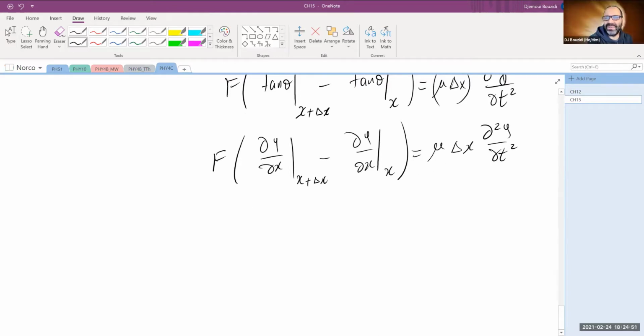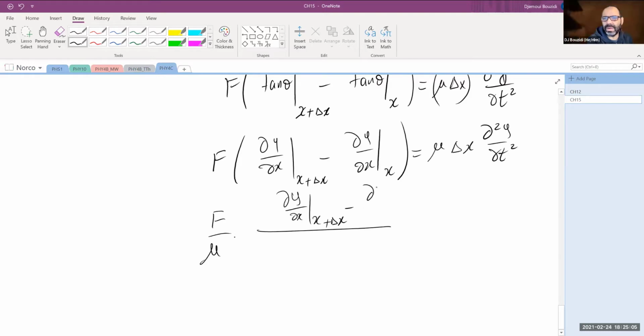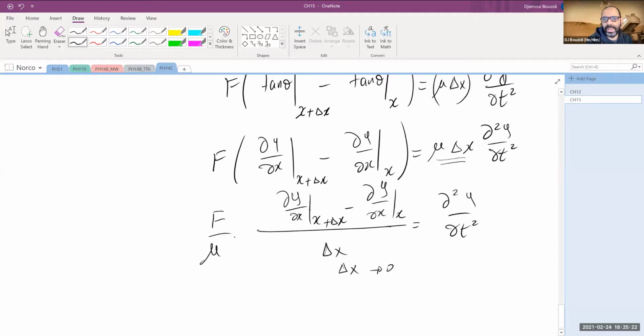So what I'm going to do is divide by F, or I'm sorry, divide by mu delta x. So I have F over mu times the partial of y with respect to x evaluated at x plus delta x, minus the partial of y with respect to x evaluated at x, divided by delta x. The whole thing is equal to the partial of y with respect to t. I divided by this parameter. And in the limit when delta x goes to 0, this difference will become the difference between two functions evaluated at x plus delta x and x. Remember, this is a function of x and t also.